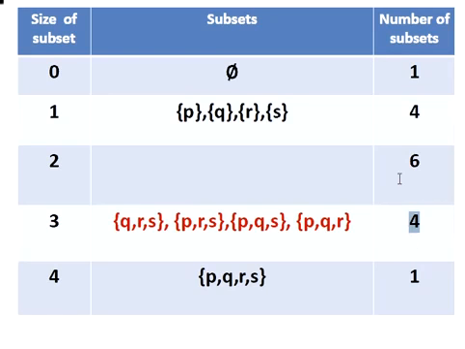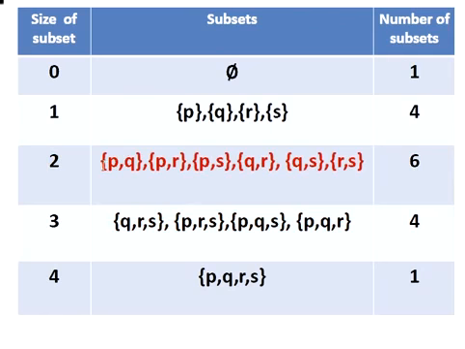That just leaves us 6 to find, and these are the subsets of size 2. So what we have to do is go through them quite thoroughly. P and Q, P and R, P and S, Q and R, Q and S, and R and S. So that's all 6 of them there. And that means we have found all 16 possible subsets.